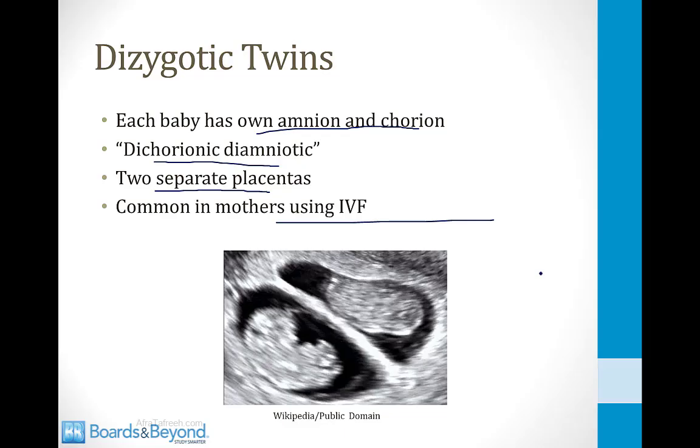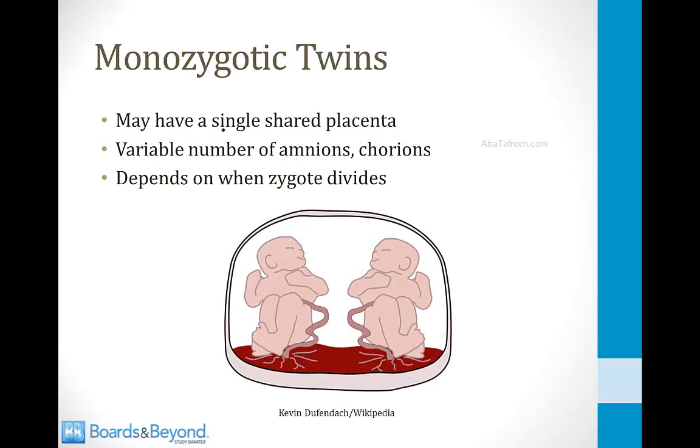Via IVF, often two eggs are released at the same time, and that can result in dizygotic twins. Monozygotic twin pregnancies are a little bit different. In these pregnancies, there may be a single shared placenta for both babies. In addition, each baby may have its own amnion and chorion, or they may share an amnion and chorion. It all depends on when the zygote divides.